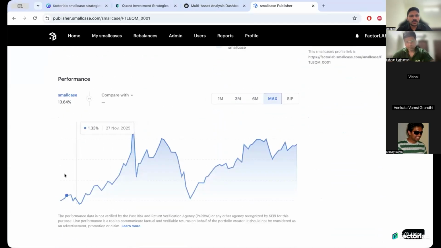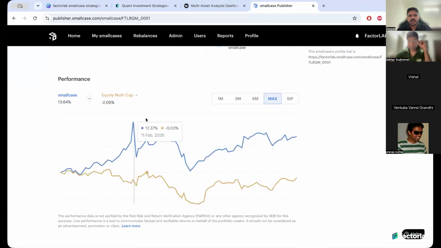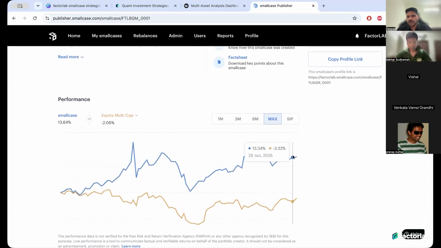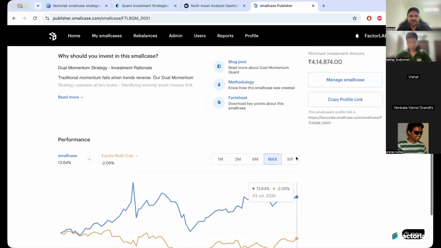We are at 13.64% since the time we've launched this strategy in November. And compare that with Nifty 500, which is a more equivalent index that we can compare with. It is at minus 2%. So roughly we've generated about 15.6% alpha over the benchmark since the time we've launched, right? So like what Shekhar has mentioned, in the recent rebalance, we've reduced our allocation towards gold and entered into microcap in the last rebalance.